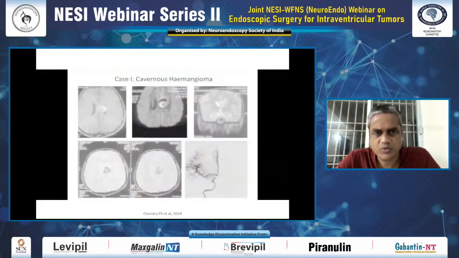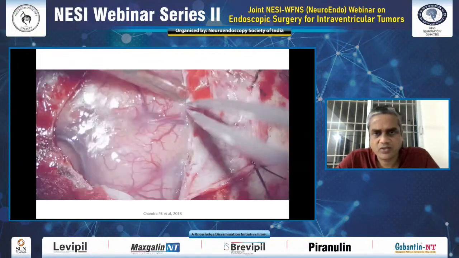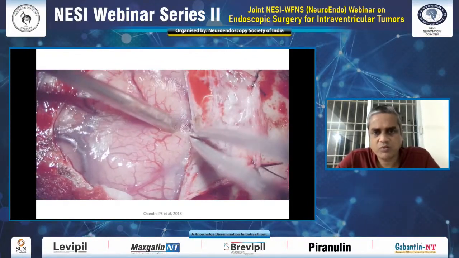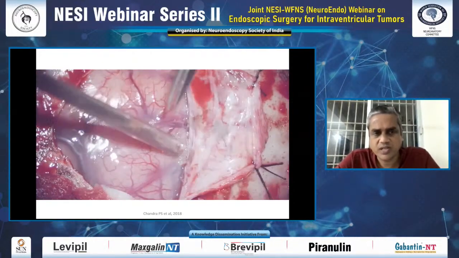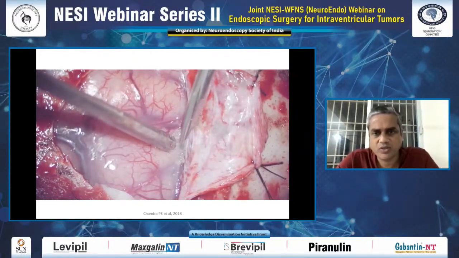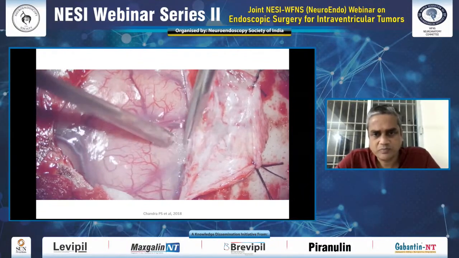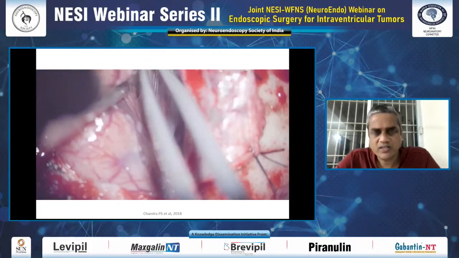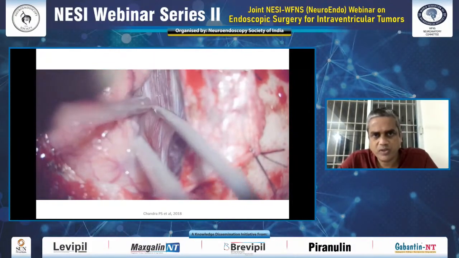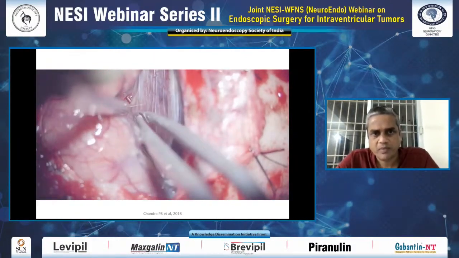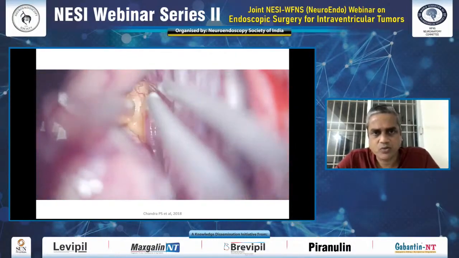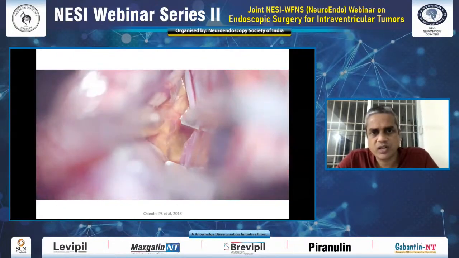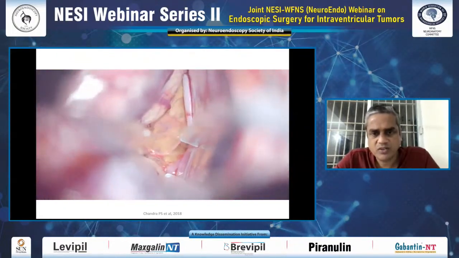And you can see this provides a very nice axis of visualization. Now, the size of the craniotomy is about 3 by 3 centimeters only, and it is magnified because we are using the thick endoscope. So it becomes more like an exoscopic surgery. But the advantage is that because we are using the endoscope, it is able to pass into the cavity. So it's part endoscopy and part exoscopy. And that's the corpus callosum coming into view. This was for a large cavernoma just underneath the corpus callosum.